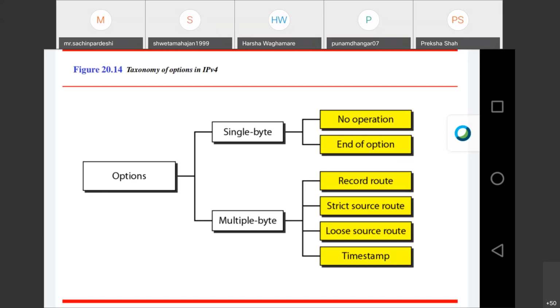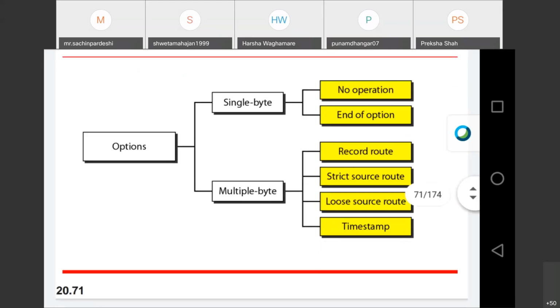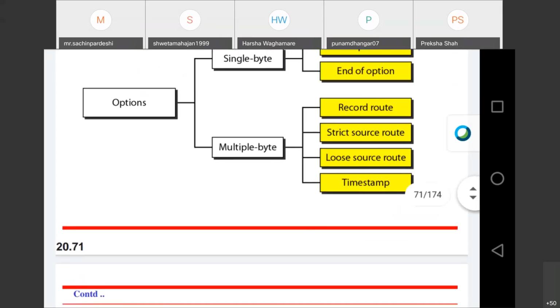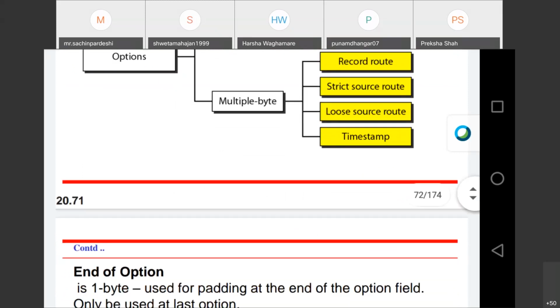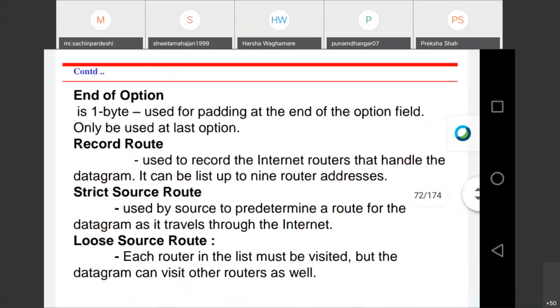Record route means whenever a datagram moves through different routers, it will record the different router addresses. Up to 9 router addresses can be listed. Which route the datagram is following will be recorded in the option field.